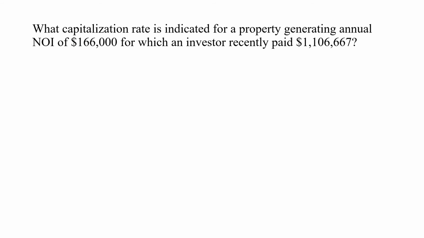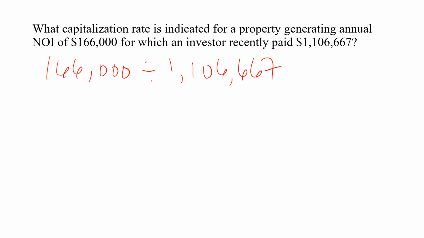What capitalization rate is indicated for a property generating an annual NOI of $166,000 for which an investor recently paid $1,166,000? 166 divided by what he paid equals 15%. It really equals 0.15, but then we multiply by 100 to give us 15%.